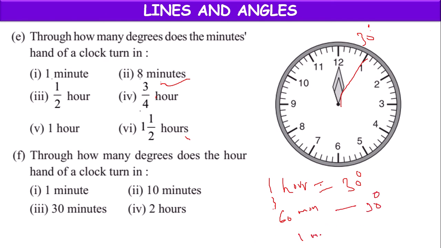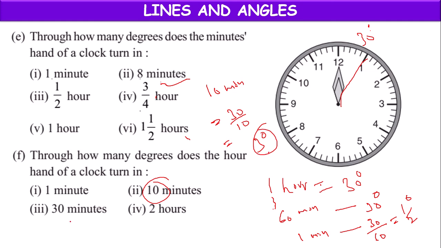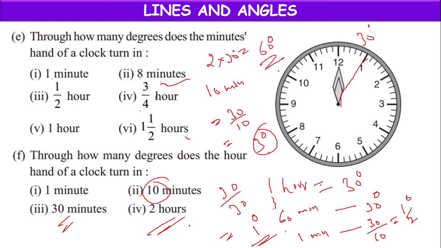Now they are asking about 1 minute. In 1 minute, it can make how much angle? 30 by 60 equal to half a degree. So in 10 minutes, it can make how much angle? 30 by 60 into 10 equal to 5 degrees. In 30 minutes, it can make how much angle? 30 by 2 equal to 15 degrees. In 2 hours, it can make how many degrees? In 1 hour, 30 degrees, so for 2 hours, 2 into 30, 60 degrees angle it can make.